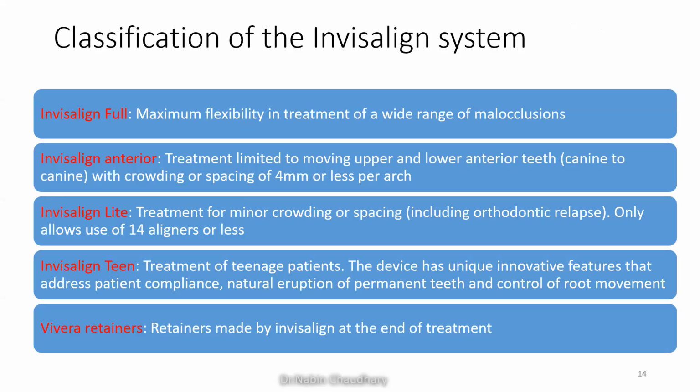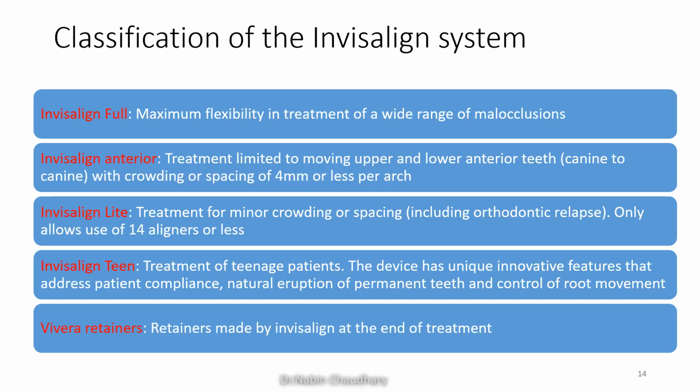So going to the classification of the Invisalign system, there are basically 5 types of the Invisalign system, and this includes the Invisalign full, and the Invisalign full provides the maximum flexibility in the treatment of a wide range of malocclusions. The Invisalign anterior, which is used for the correction of the crowding in the maxillary and mandibular anterior teeth, that is from canine to canine, and when there is the crowding or spacing of 4 mm or less in the arch.